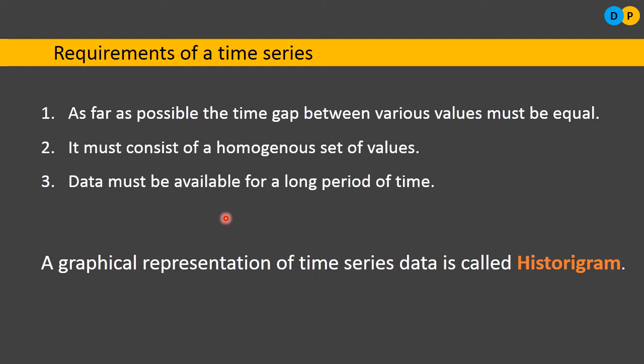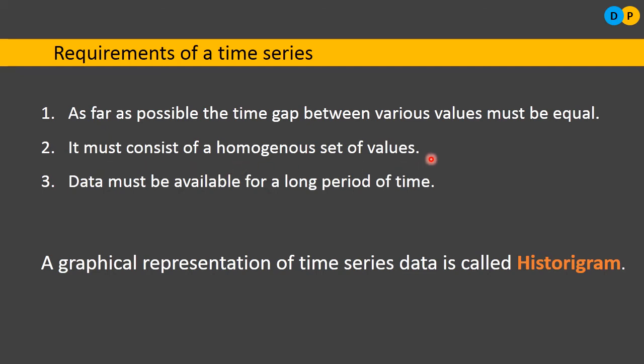If you consider time gaps at irregular intervals, then it will not give you an exact picture. You cannot predict what is going to happen in future. That will be impossible. So these time gaps must always be equal. That's the first requirement.